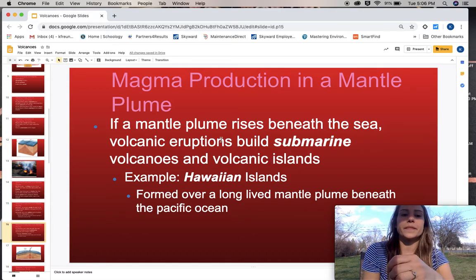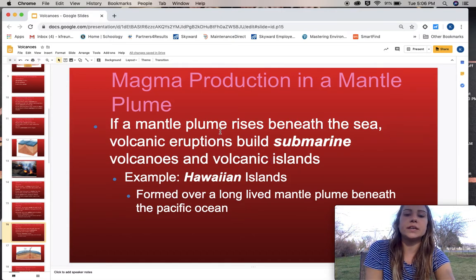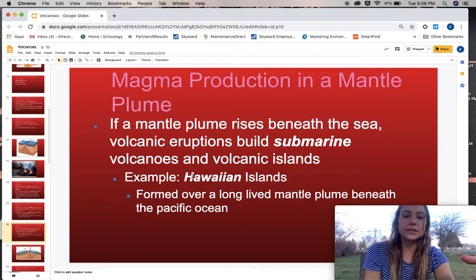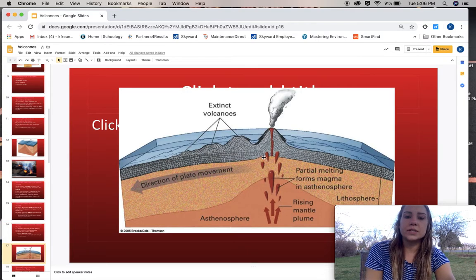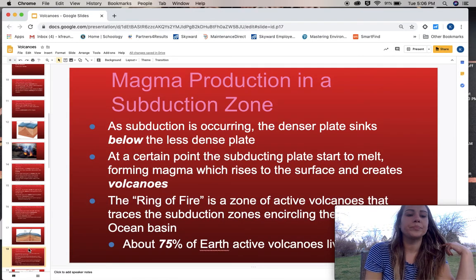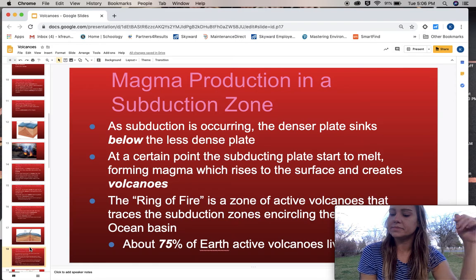So if it rises beneath the sea, the volcanic eruptions build these submarine volcanoes and thus the volcanic islands. So submarine just means that it's underneath the water, right? So this is the ocean, right? So they're underneath the ocean, and they build over time, so that we have an island that we can live on, or lucky people can live on.